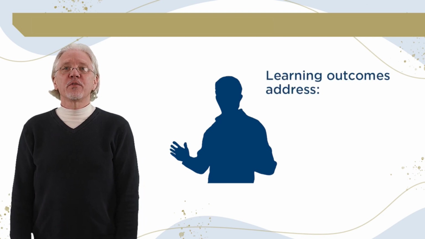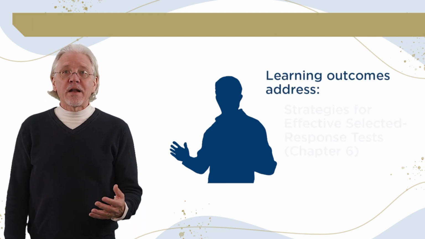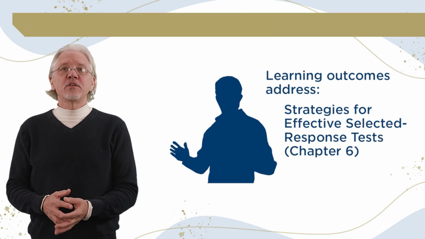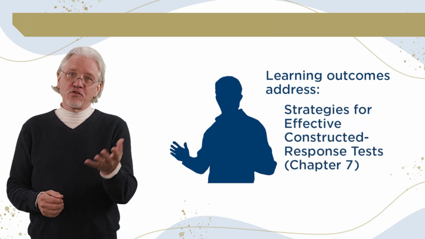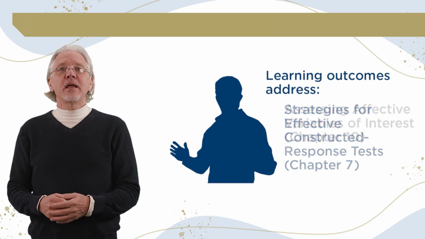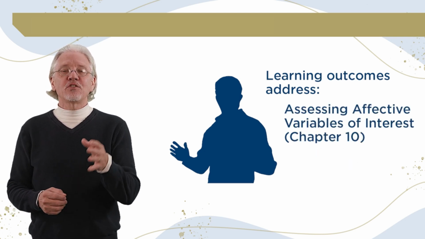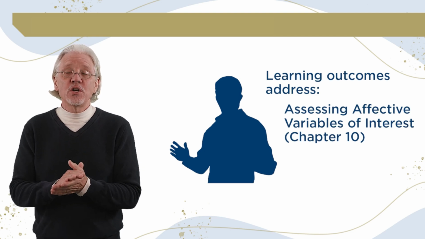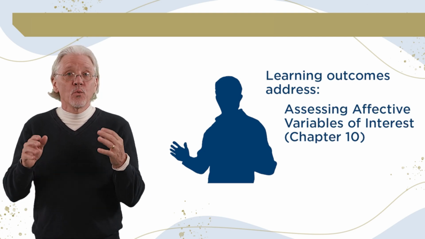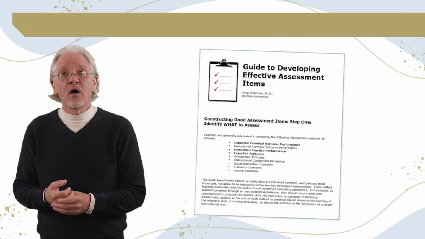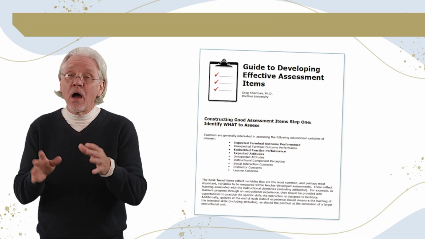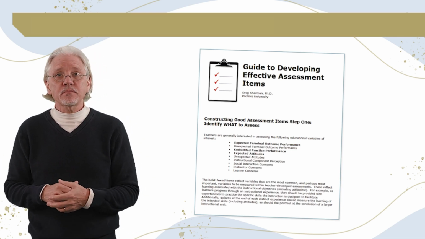Specifically, the learning outcomes for this part of the course address strategies for effective selective response tests, that's Chapter 6, strategies for effective constructed response tests, that's Chapter 7, and assessing affective variables of interest, and that's Chapter 10. And I do want to point out that most of the information providing these rules is actually communicated to you in a document that I prepared on the rules for effective assessment item development, and not necessarily in the text.